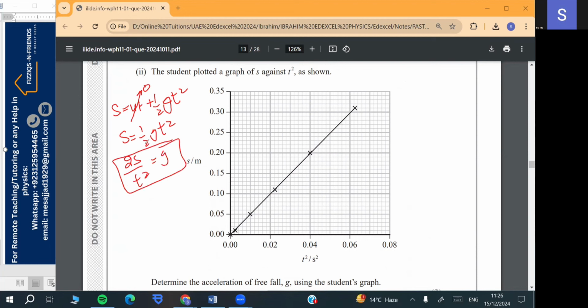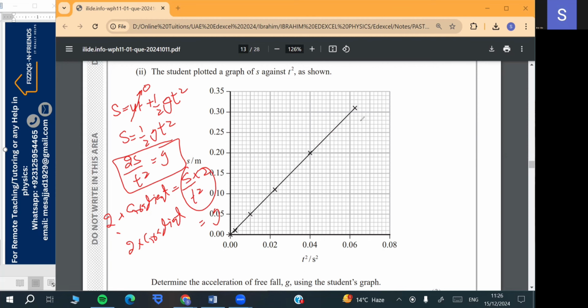Okay. So this graph is giving you a gradient which is equal to s over t square. Or you can say 2 times the gradient is actually the gravity, and gravity is always constant, right?